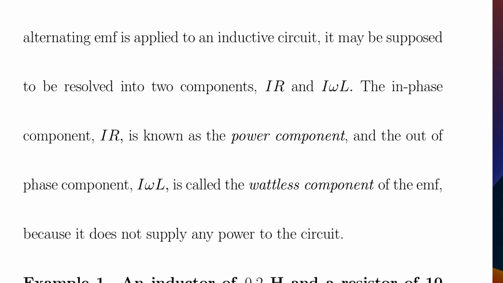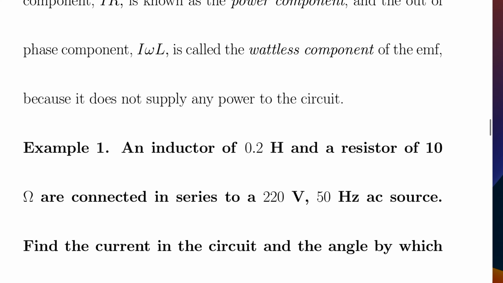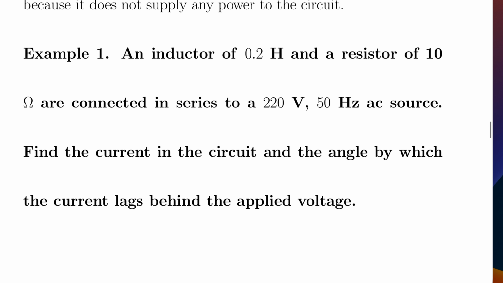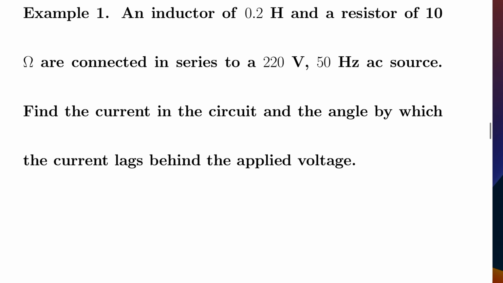So now we come to an example. An inductor of 0.2 Henry and a resistor of 10 ohm are connected in series to a 220 volt 50 Hz AC source. Find the current in the circuit and the angle by which the current lags behind the applied voltage.